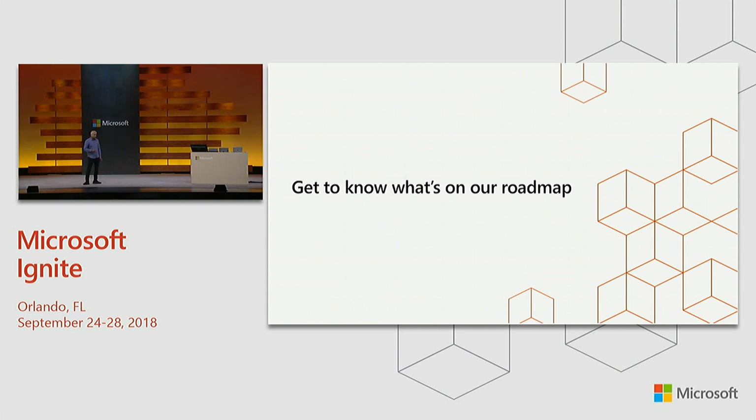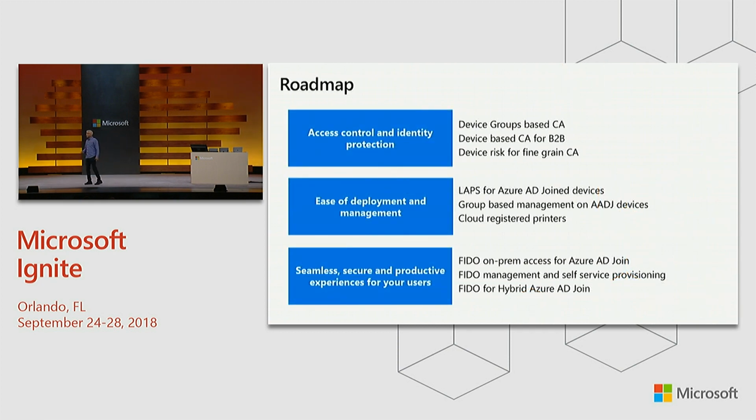So we talked about what's new. And now I wanted to give you a sneak peek into what we have on our roadmap. What are the next set of investments we have around devices? When it comes to access control and identity protection, there are a couple of things that we want to be able to deliver next year in calendar year 19. One is device groups-based CA.